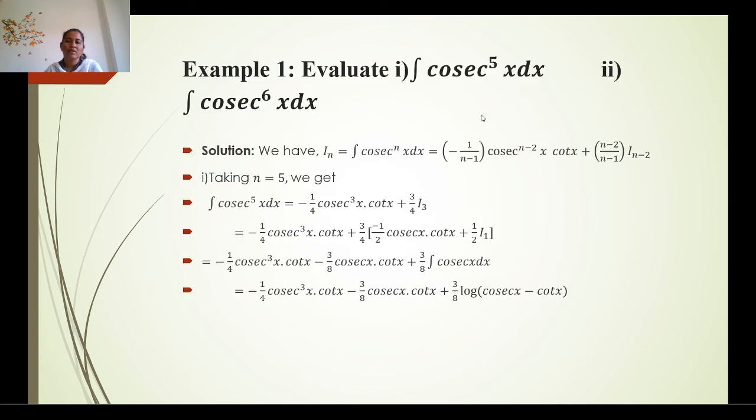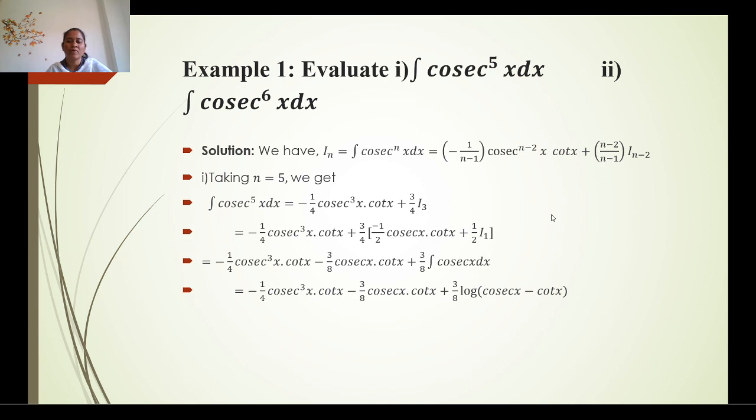So next we move on to problems related to the reduction formulas. Cosecant to the power of nx dx. Here n is equal to 5 and n is equal to 6. Putting n is equal to 5 in the cosecant reduction formula without limit, on simplifying we get I3. Again put n is equal to 3 in the same formula, we get I1. Then I1 is nothing but the integral of cosecant x. The integral of cosecant x is log of cosecant x minus cot x. This is the solution to the first problem.